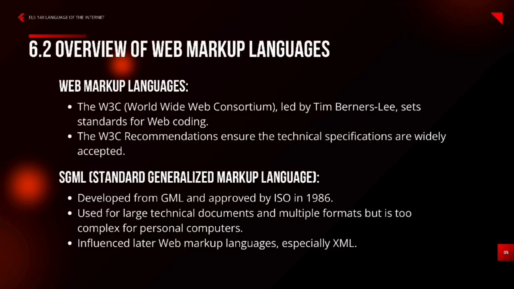As for its impact, even though SGML was not directly used on the web, it had a big influence on later web languages, especially XML, or Extensible Markup Language. XML simplified SGML's concepts and became more popular for use on the web. So, in short, the W3C sets the rules for web coding to make sure everything works well together. SGML was an early markup system used for technical documents, but it was too complex for regular computer use. And XML simplified its ideas and became a popular web language.